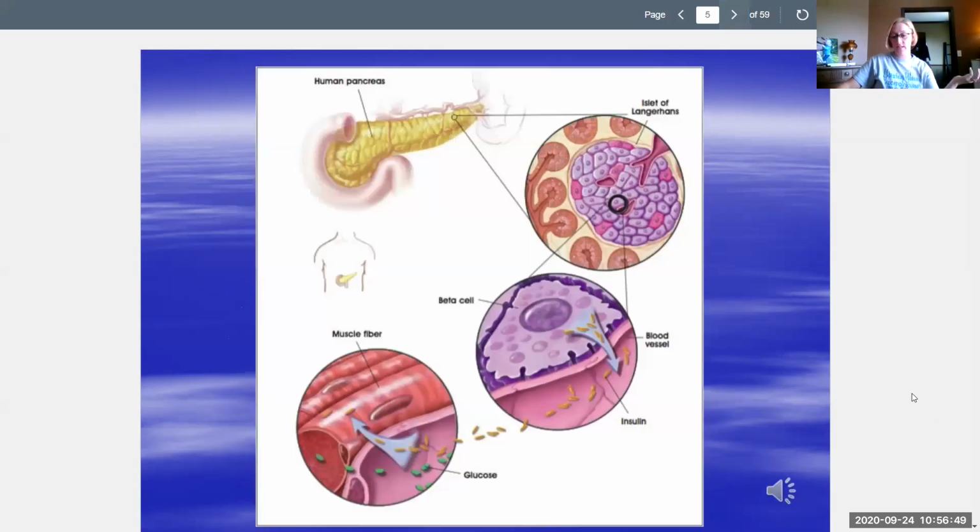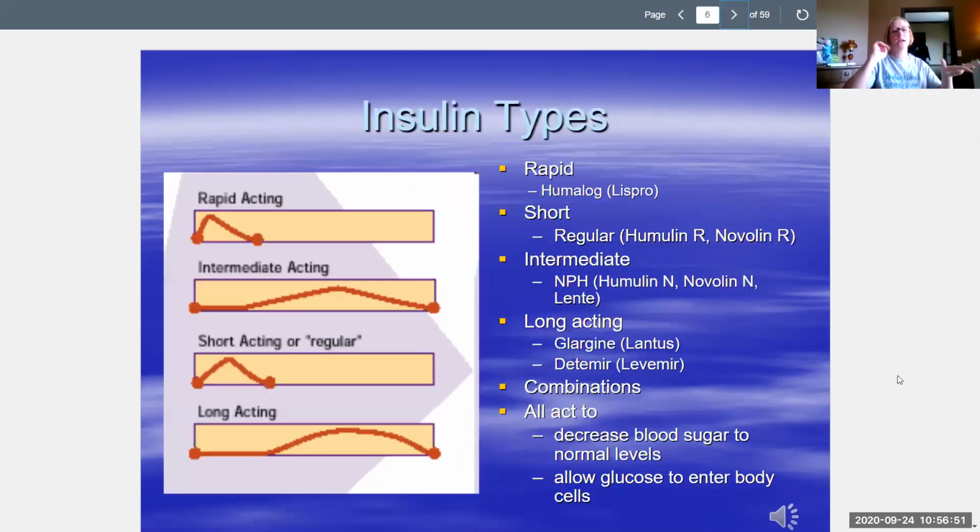Then we have our insulin types. So again, there's a handout there when we're discussing our diabetes in general. You need to bring this back to the forefront. So making sure you know which ones are your rapid, short, intermediate, long acting, and the different considerations that we need to know about insulin injections or insulin in general.